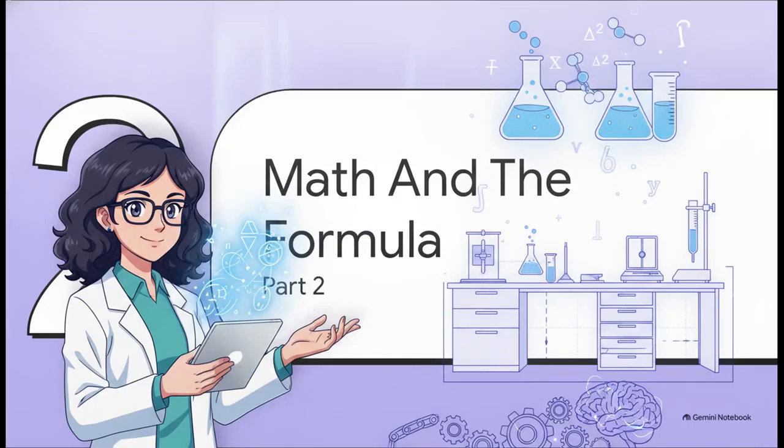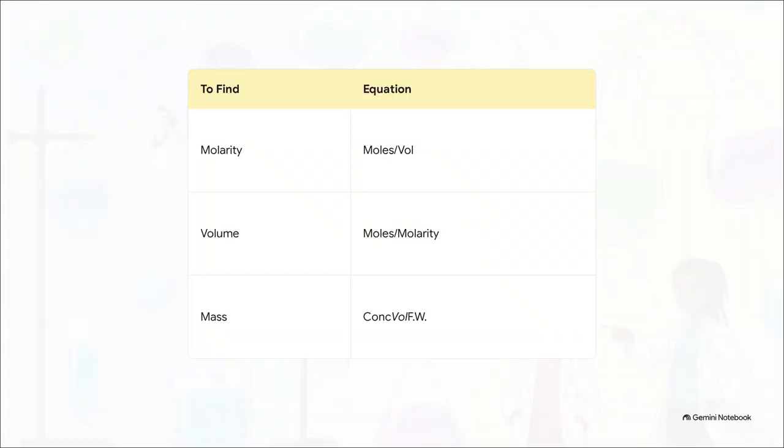Which naturally brings us to part 2, the math and the formula. Think of this table as your ultimate mathematical toolkit. It perfectly shows how all these quantities connect. Need to find molarity? Just divide the moles of solute by the volume of solution. Gotta find the volume instead? Easy. Just divide moles of solute by the molarity. And what if you need to weigh out the physical mass in grams? You just multiply your concentration by your volume and then by the formula weight of your compound. It's like a giant puzzle where all the pieces just snap perfectly together.